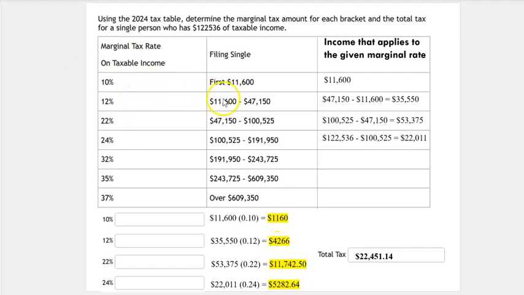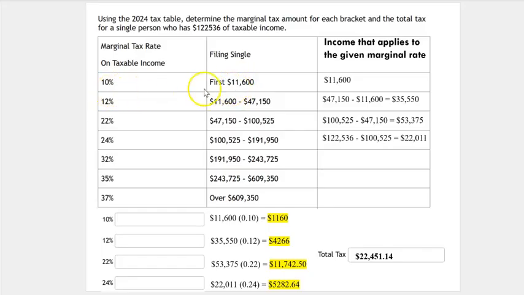First, I'm going to tell you that these 10%, 12% figures are the marginal tax rates. The person's taxable income is $122,536, which falls in the 24% tax bracket. That does not mean he has to pay 24% of his entire income. What he needs to do is divide this income into four different groups, and he has to pay a certain percent on each group. So here is the way we do it.